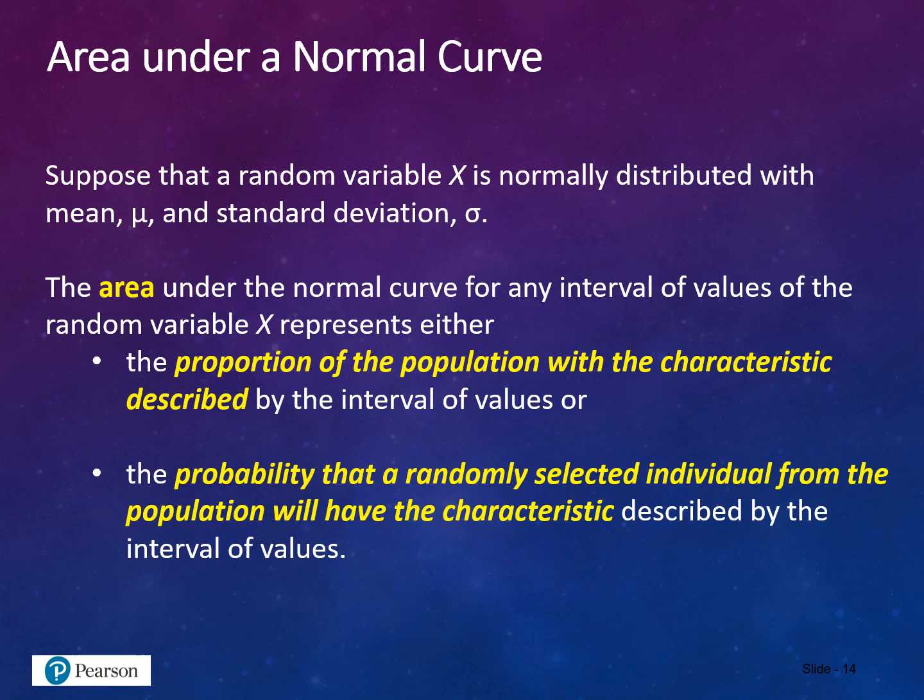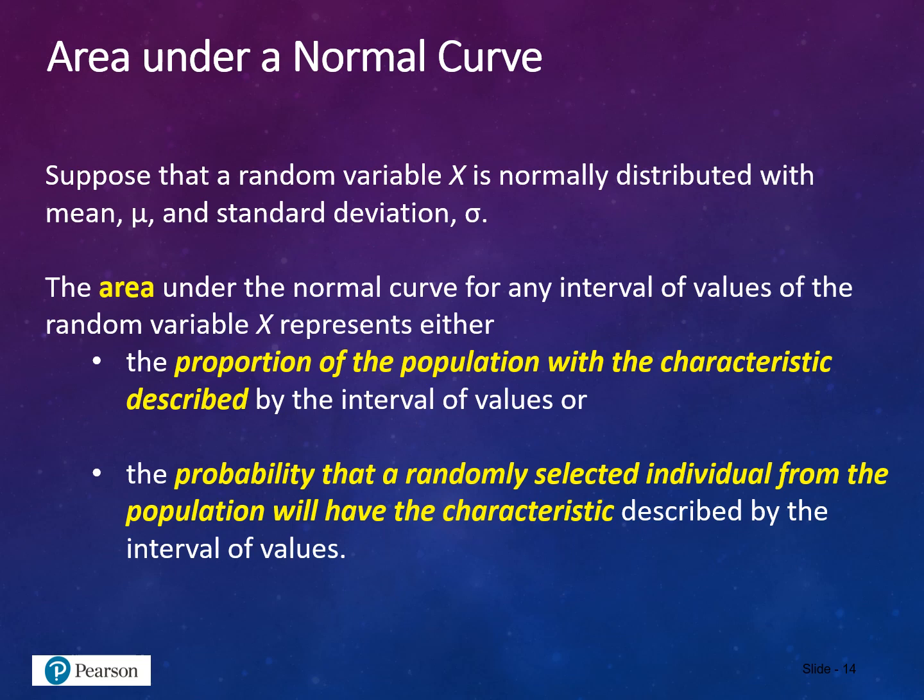Area under a normal curve. Suppose that a random variable x is normally distributed with the mean mu and a standard deviation sigma. The area under the normal curve for any interval of values of the random variable x represents either the proportion of the population with the characteristic described by the interval, or the probability that a randomly selected individual from the population will have that characteristic.